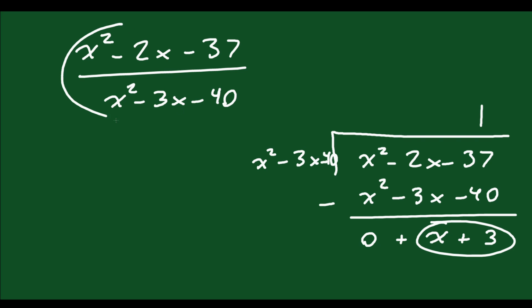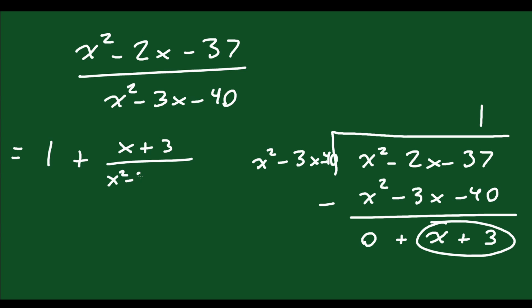So what that means is that this whole thing is equal to 1 plus x plus 3 divided by this bottom here, x squared minus 3x minus 40, right? That makes sense. If you're not familiar with that, then go back and watch our videos on dividing, right? Long dividing and synthetic division. Okay, so this is equal to this. Now, with that being said, the 1 is good on its own, but we have to break down this thing, right? And we can do that because the exponent on the bottom is bigger than on top. Now we got what we want, right?